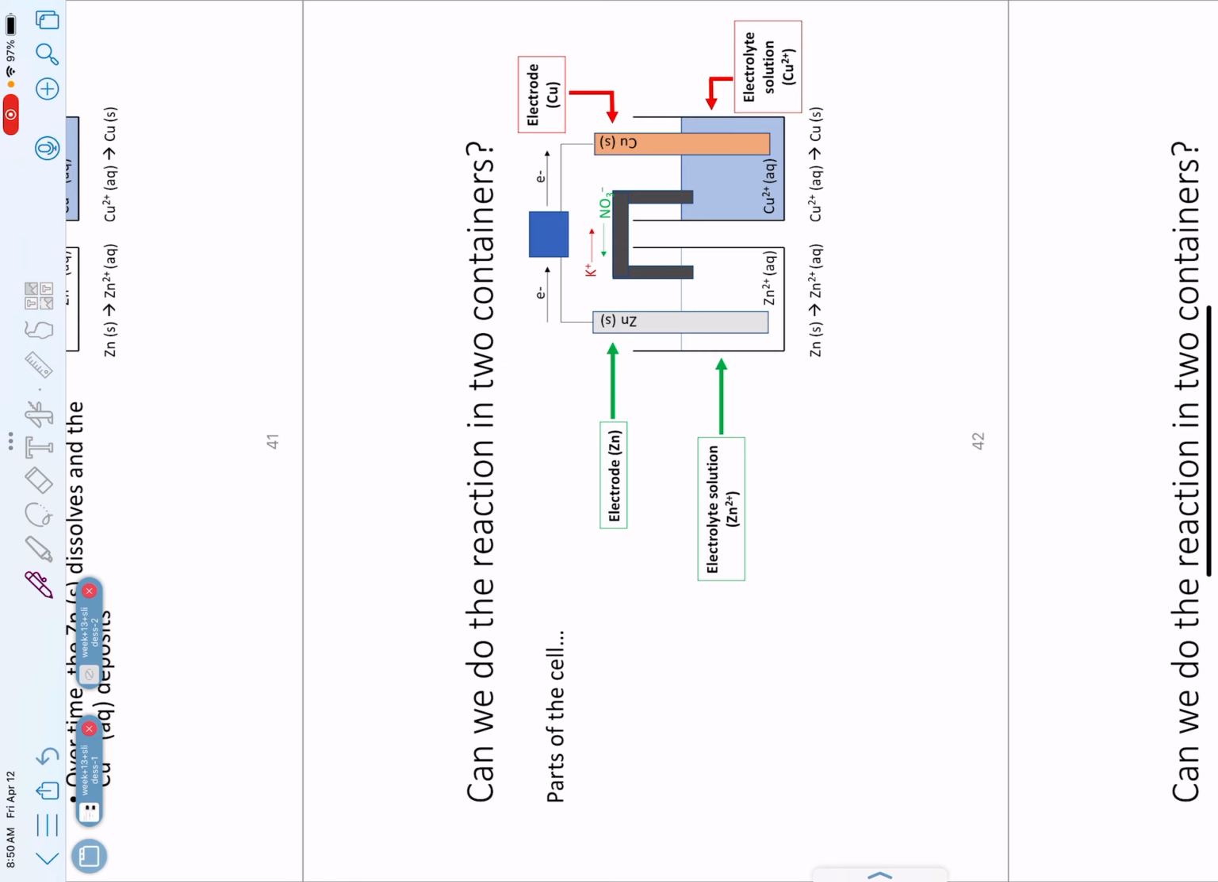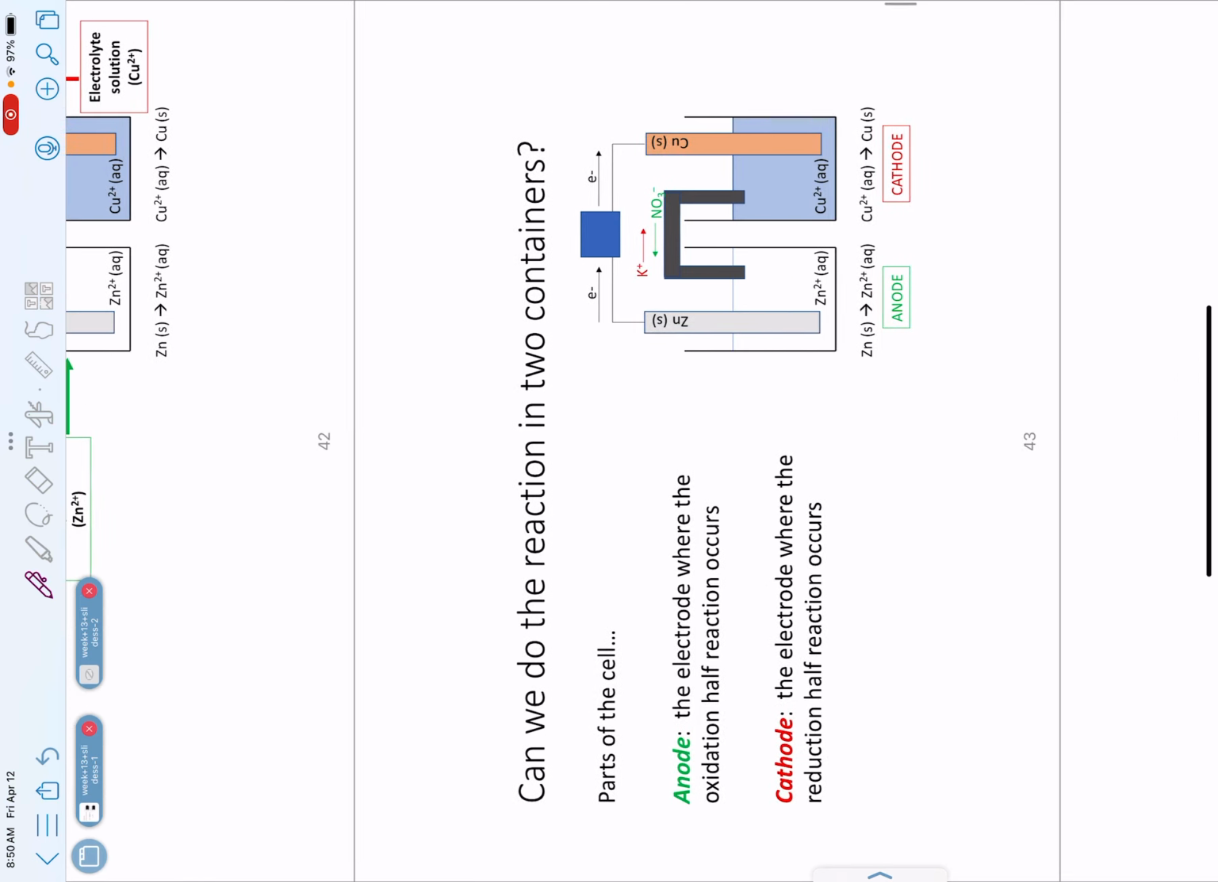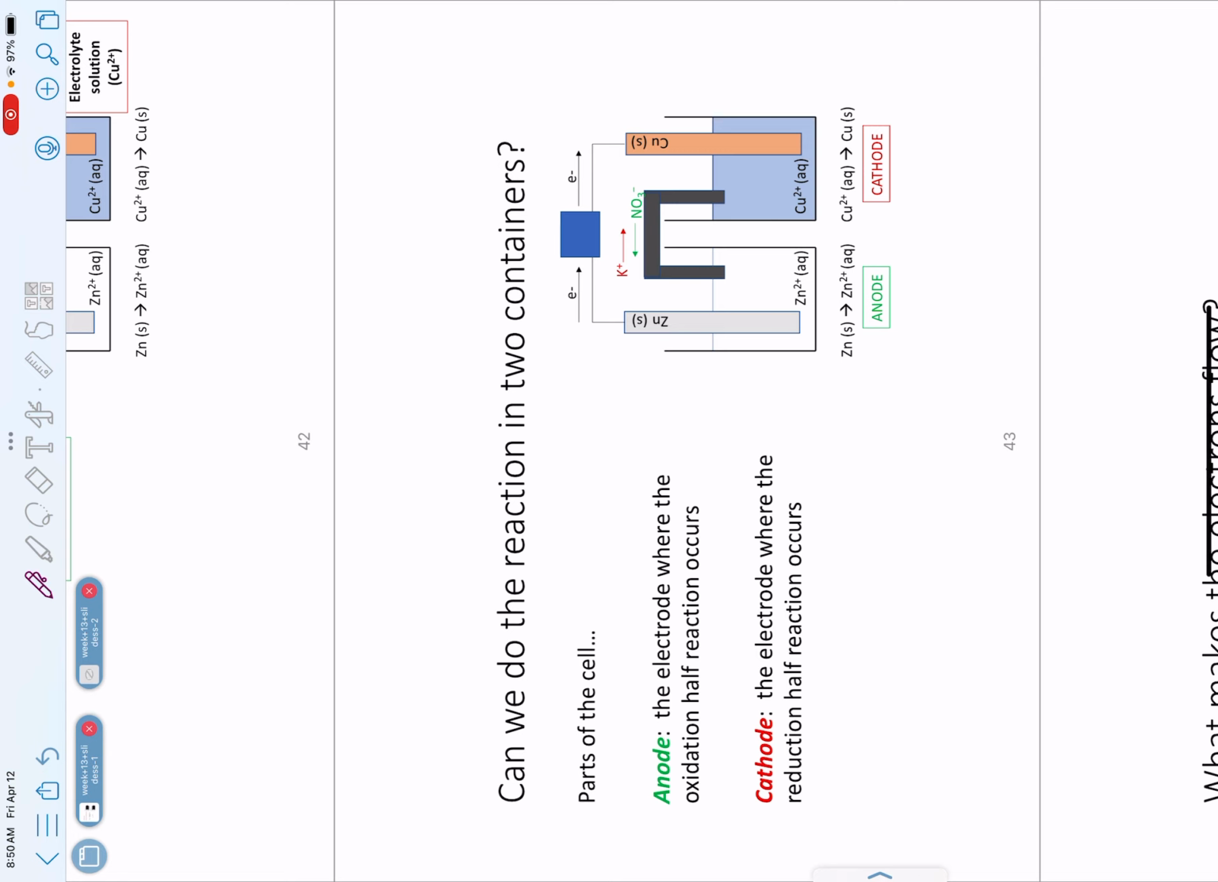So we have an electrolyte solution on each side. And again, we said the anode is where the oxidation is happening. That's our zinc. And the cathode is where the reduction is happening. That's our copper. So we have these two reactions.